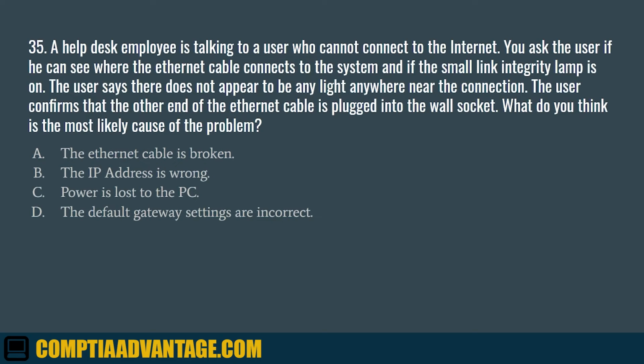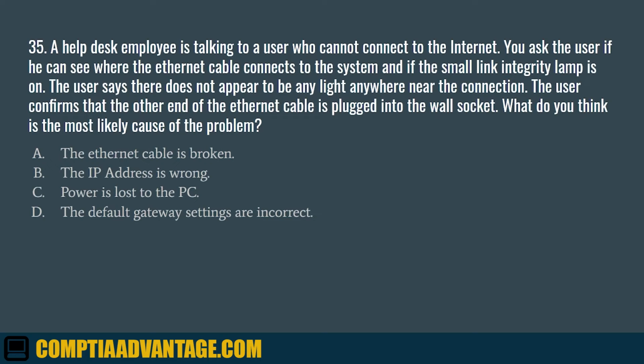Question 35. A help desk employee is talking to a user who cannot connect to the internet. You ask the user if he can see where the Ethernet cable connects to the system and if the small link integrity lamp is on. The user says there does not appear to be any light anywhere near the connection. The user confirms that the other end of the Ethernet cable is plugged into the wall socket. What do you think is the most likely cause of this problem?